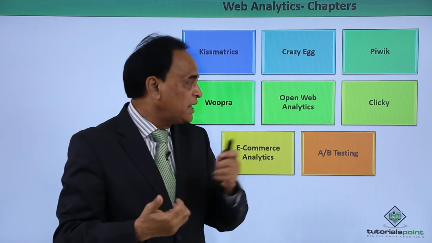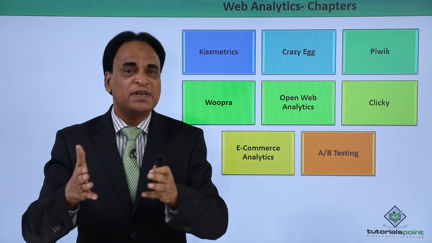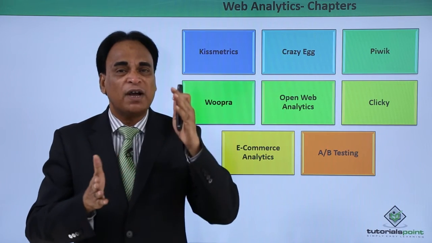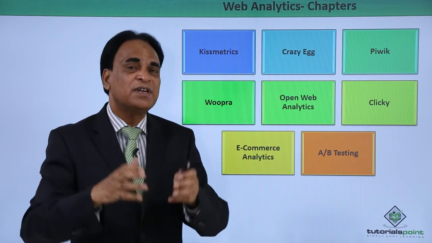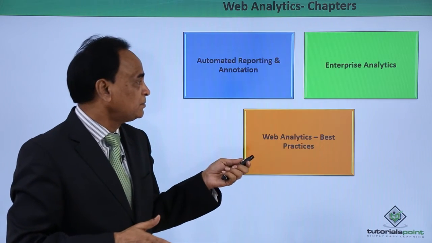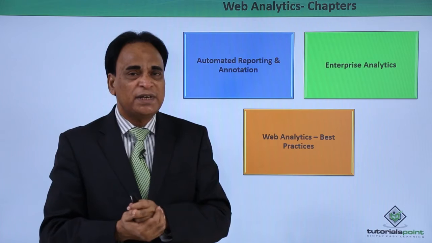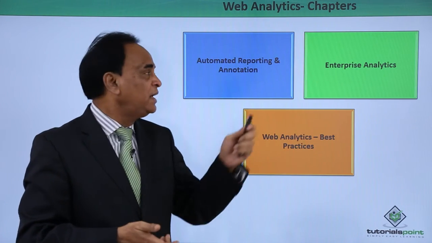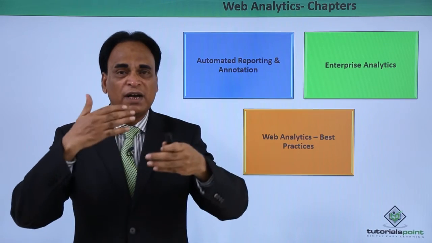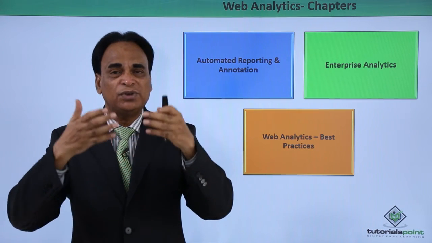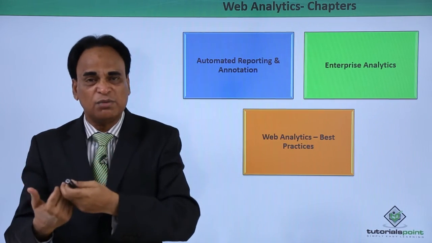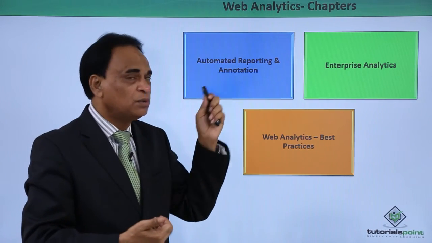We have also seen A/B testing. What A/B testing is, how A/B testing works, why we need to do A/B testing, what the framework and the process of A/B testing are, and so on and so forth. We have also seen automated reporting in Google Analytics, and of course the annotation. Why automated reporting is so important, to make sure that you can generate the reports and automate the entire process using Google Analytics.